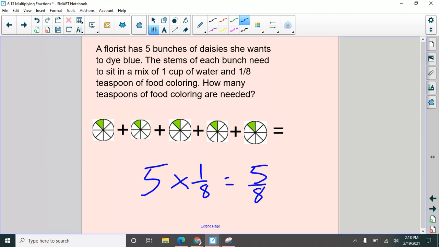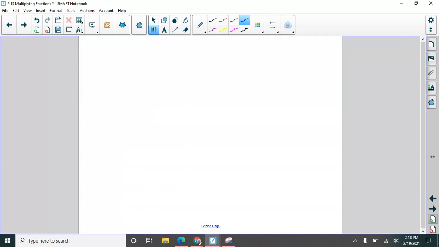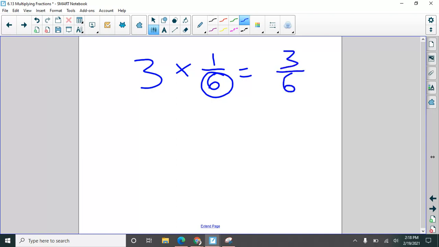And if you're seeing a pattern here, it kind of looks like I keep the bottom number the same. You do. You're right. With any of these multiplying by fractions, let's say I was going to do 3 times 1/6. Well, I need to keep the denominator the same, because this is really 3 groups of 1/6. This is the same as 1/6 plus 1/6 plus 1/6, which equals 3/6.